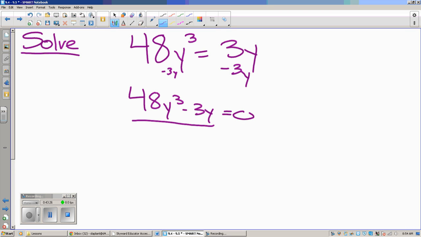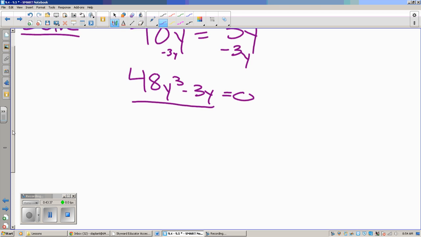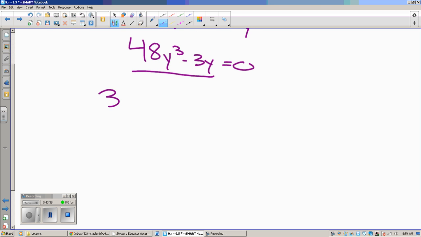Can we factor anything out of 48y to the third and 3y? Yes, sir. We can factor out a 3y. So if I factor out 3y here, I've got 3y times, what's 16? 16y squared minus 1 equals 0.